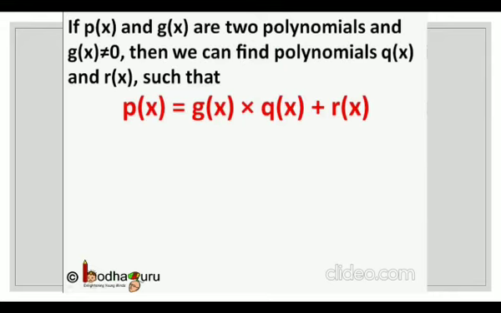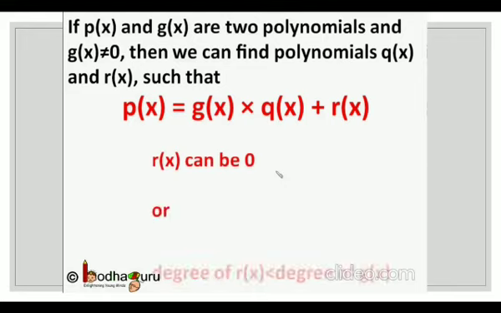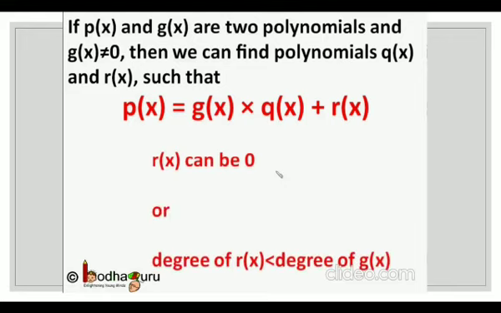So we can conclude, if p(x) and g(x) are two polynomials and g(x) is not equal to 0, then we can find polynomials q(x) and r(x) such that p(x) is equal to g(x) into q(x) plus r(x). Here r(x) can be 0 or the degree of r(x) will be less than the degree of g(x). That is the main condition for the end of the division process. And this is known as the division algorithm for polynomials.